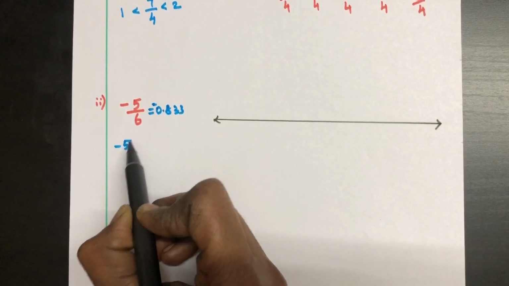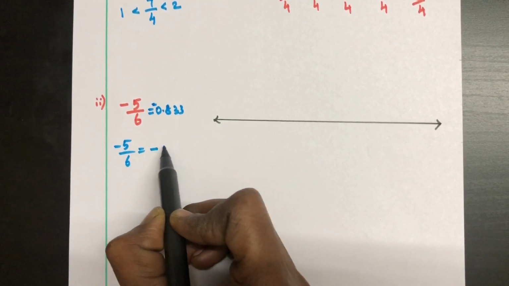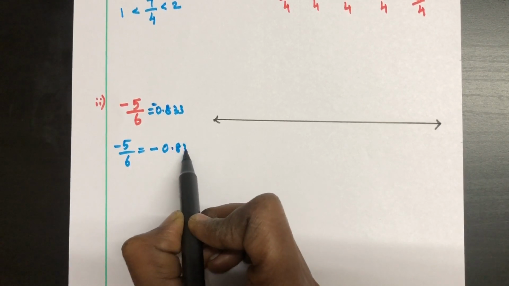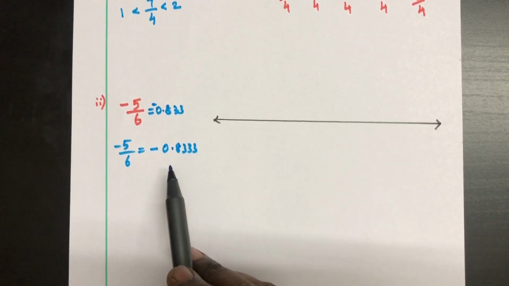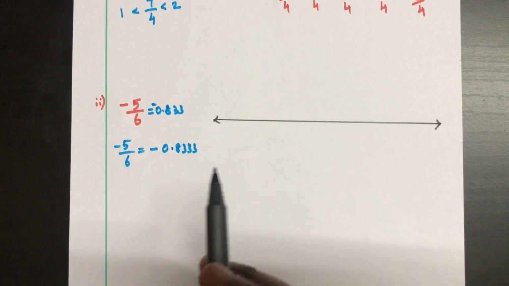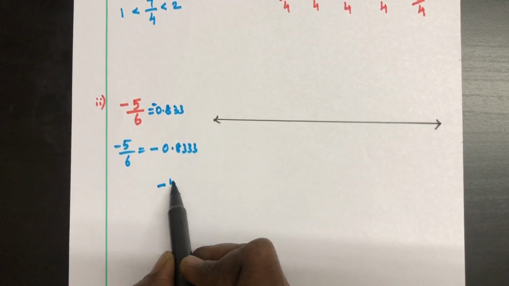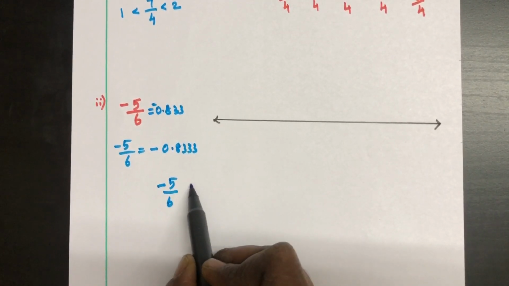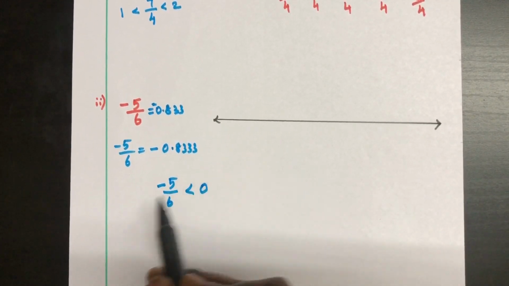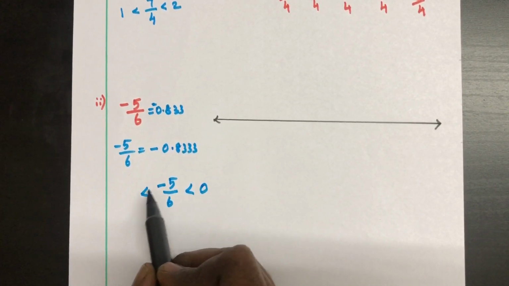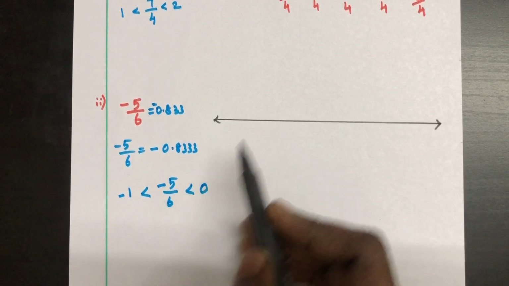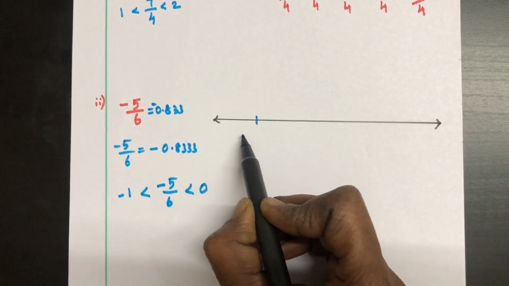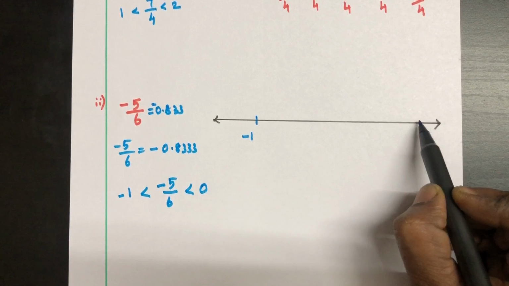So minus 5 by 6 value is minus 0.83333. It's a recurring fraction. It will go like this. It belongs to the negative side. So what is the thing? Minus 5 by 6 is less than 0. Always, negative means it is less than 0. Minus 1 is less than minus 5 by 6. So its value lies between minus 1 and 0.